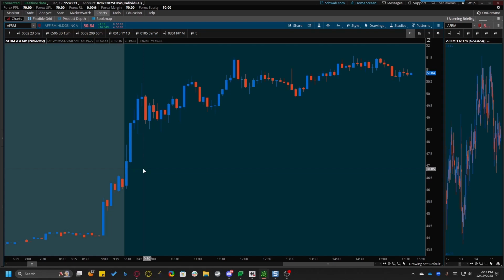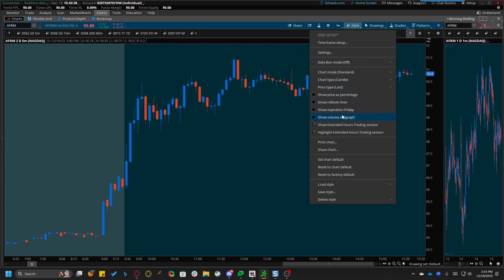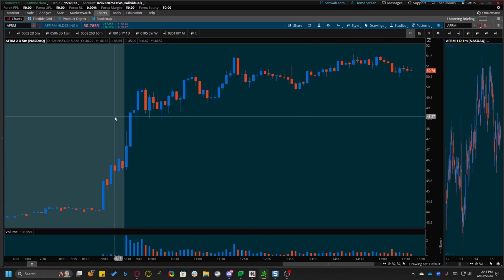Remember, we want to see an increased volume if we're going to trade breakouts, right? That's part of the defining characteristics, that the breakout is supposed to be done with momentum. We want to see a lot of participation. We want to see that increased volume.